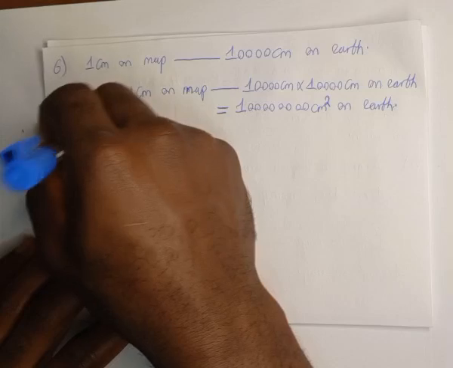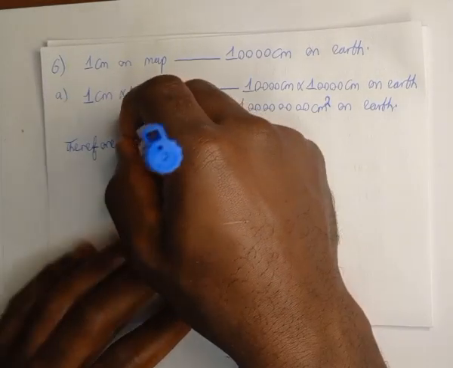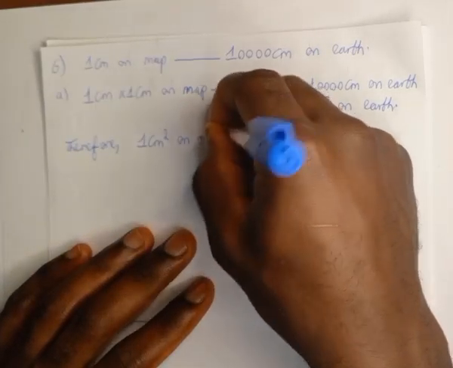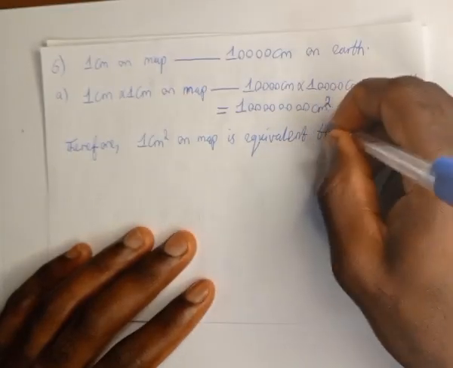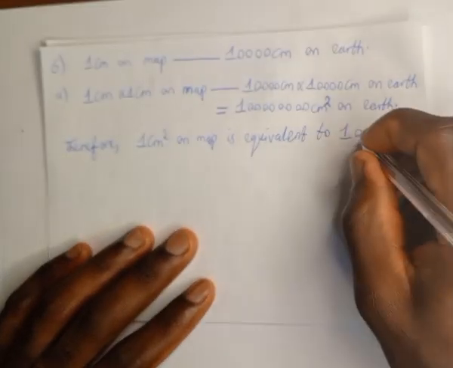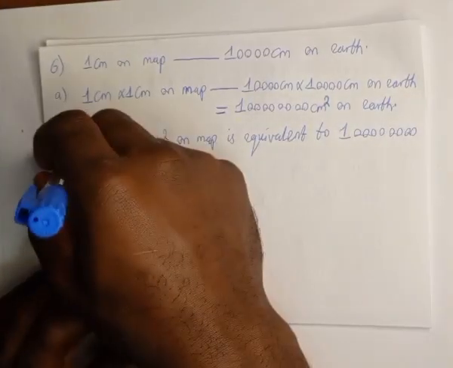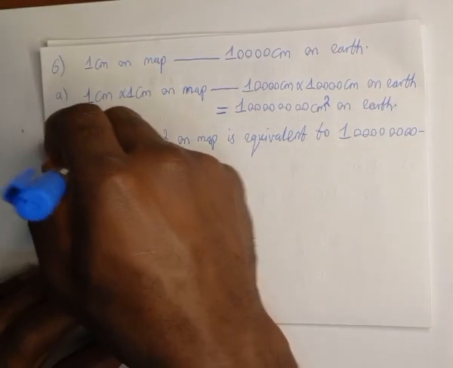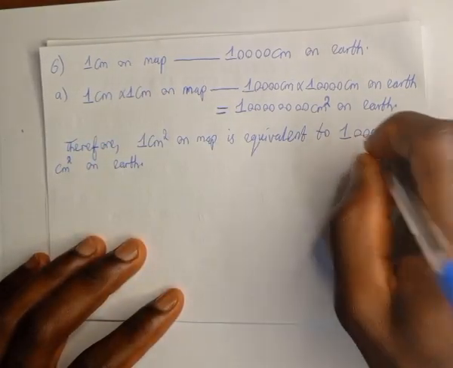We conclude, therefore, 1 centimeter squared on map is equivalent to 100 million centimeters squared on Earth. This is the answer.